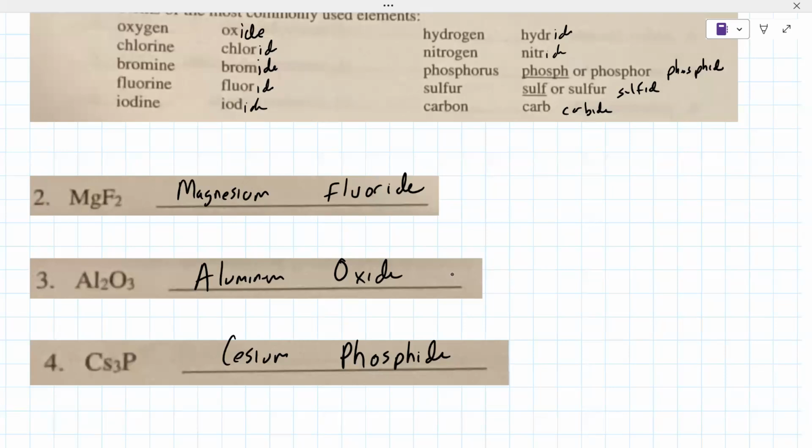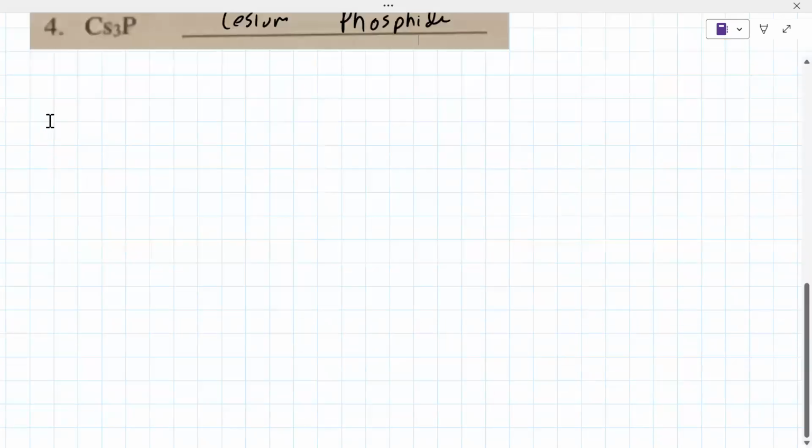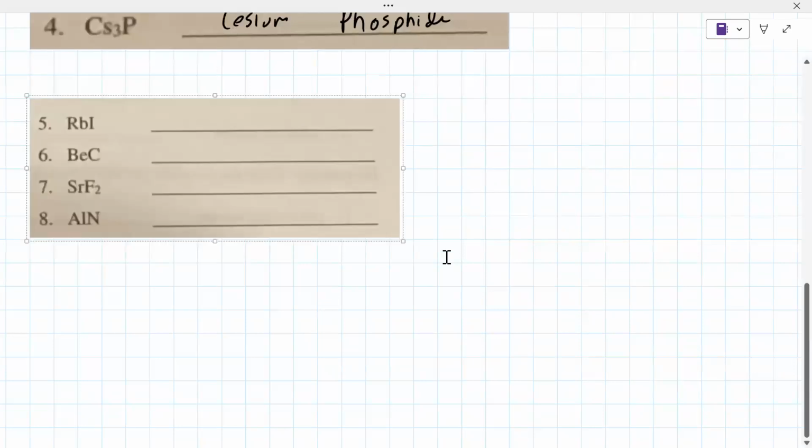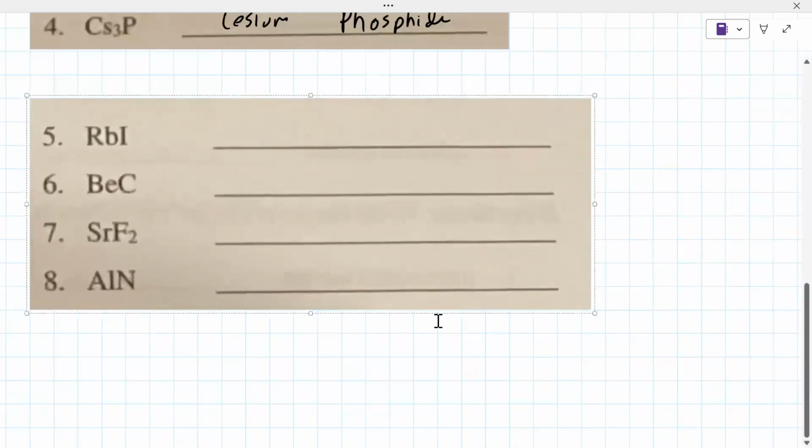All right, why don't you try the next couple on your own? You probably will need a periodic table for a few of them. Yeah, I have one right here. I'll do one.